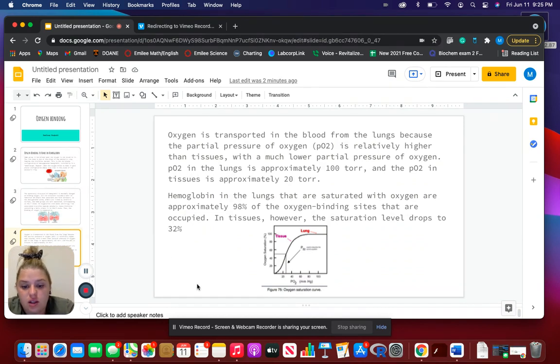I found this curve, this graph online. You can see up here the lungs, where the partial pressure is about 100. And then there's this very steep decline to the tissues, where it looks like 45 and below. So it drops significantly. That's where we can see it.